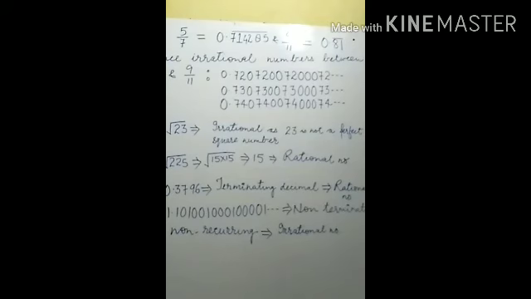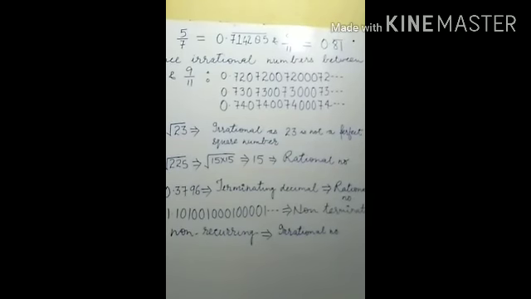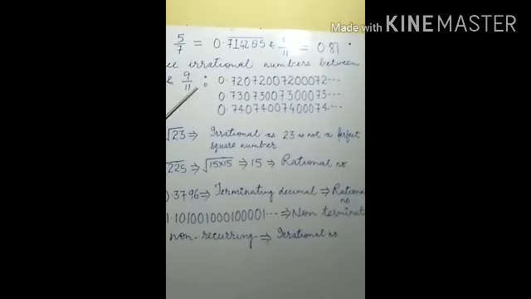How do we calculate such types of questions? Firstly, we have to convert both 5 by 7 and 9 upon 11 into decimal form. Now you have to divide 5 by 7 and 9 by 11. If you divide 5 by 7, what will be obtained here? It will be 0.714285 and a bar will also be there.